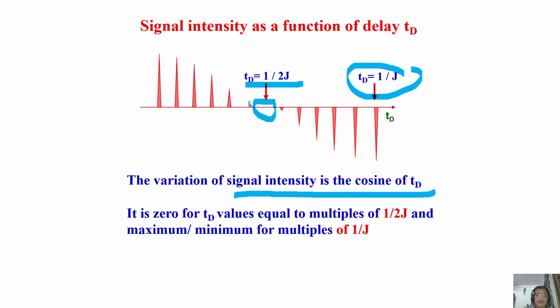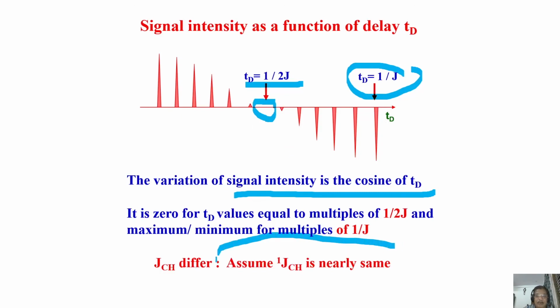Now this function is 0 for the TD values of 1 over 2J, 3 over 2J, and maximum or minimum for multiples of 1 over J. Of course, you may ask me a question. Different carbons have different couplings with proton. How do I know it is J? Approximately, you have to take the average and say they are nearly the same. Take the average value, and then you have to do this experiment. So this is what happens for CH carbons.